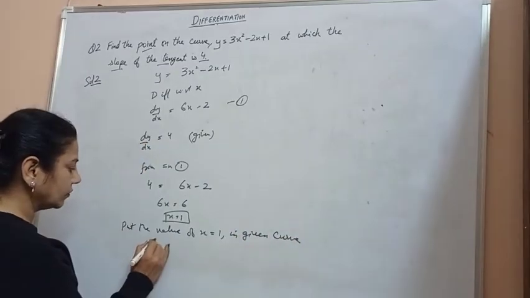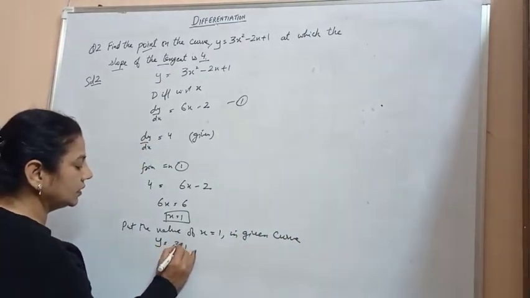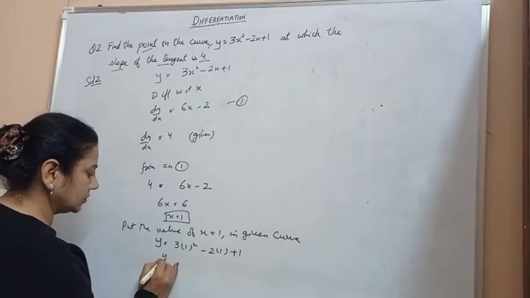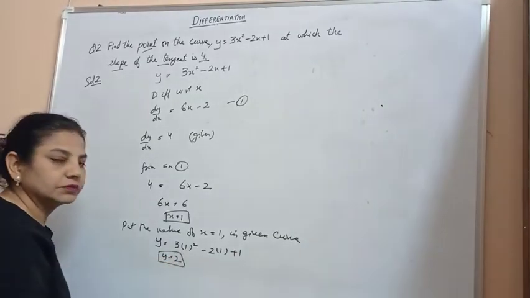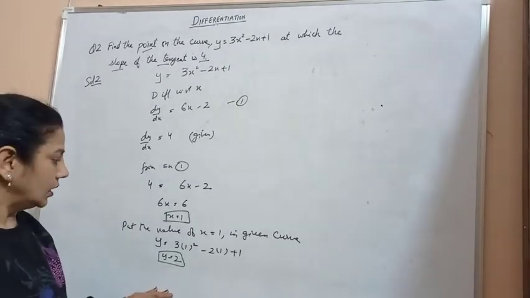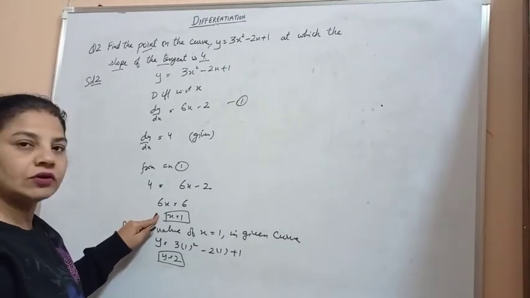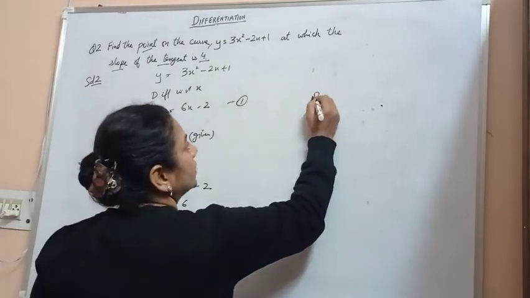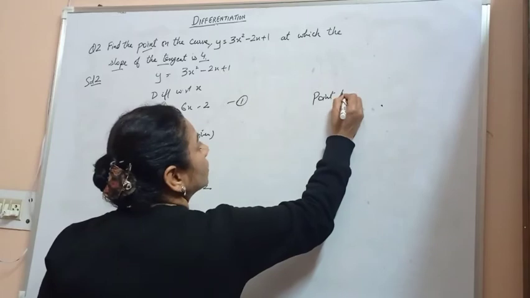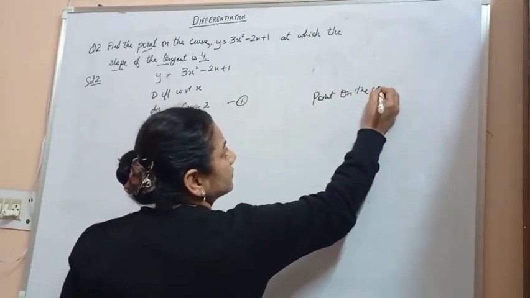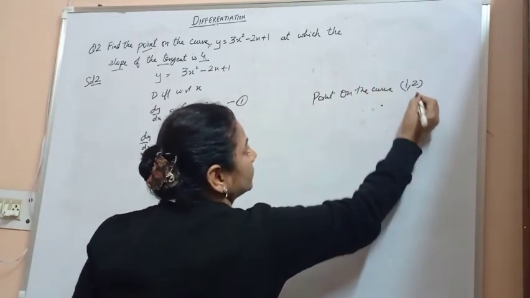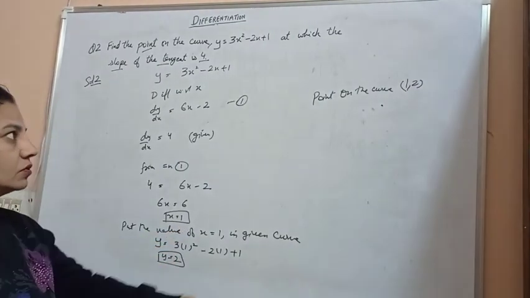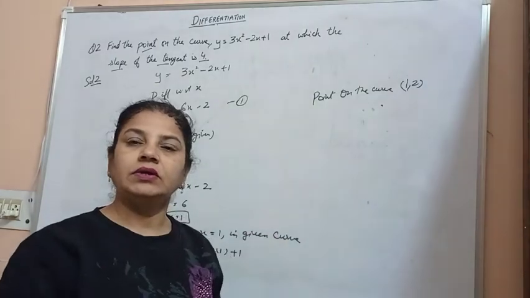What should I get? y is equal to 3 times 1 square minus 2 into 1 plus 1, which is equal to y is equal to 2. So I get the value of y as 2. Now I have x as 1, y as 2. So the point on the curve is (1, 2).